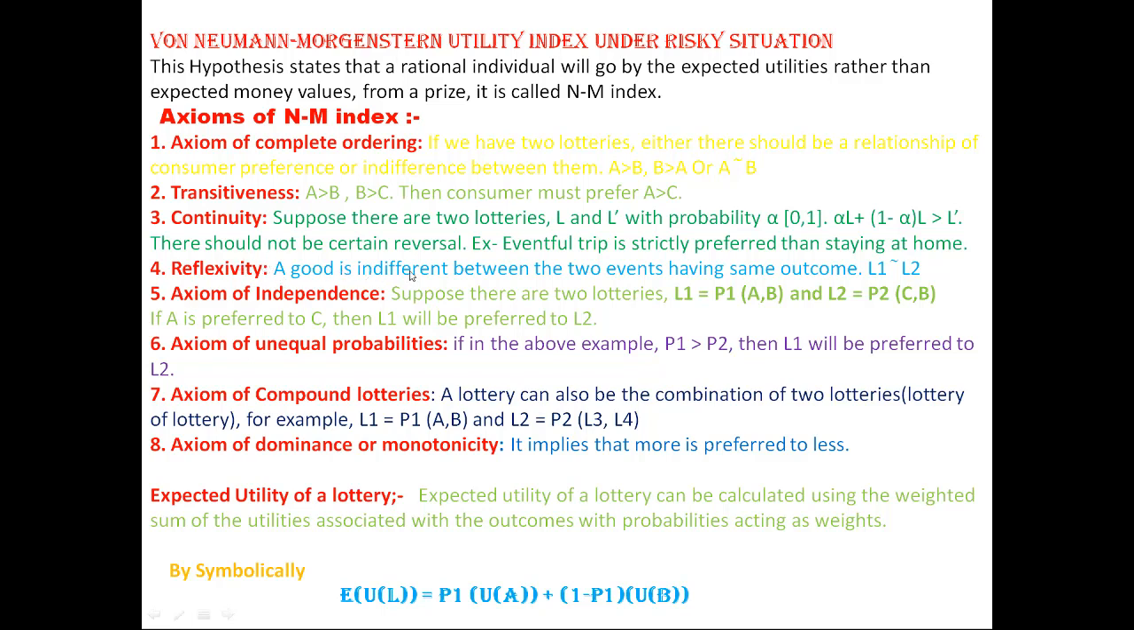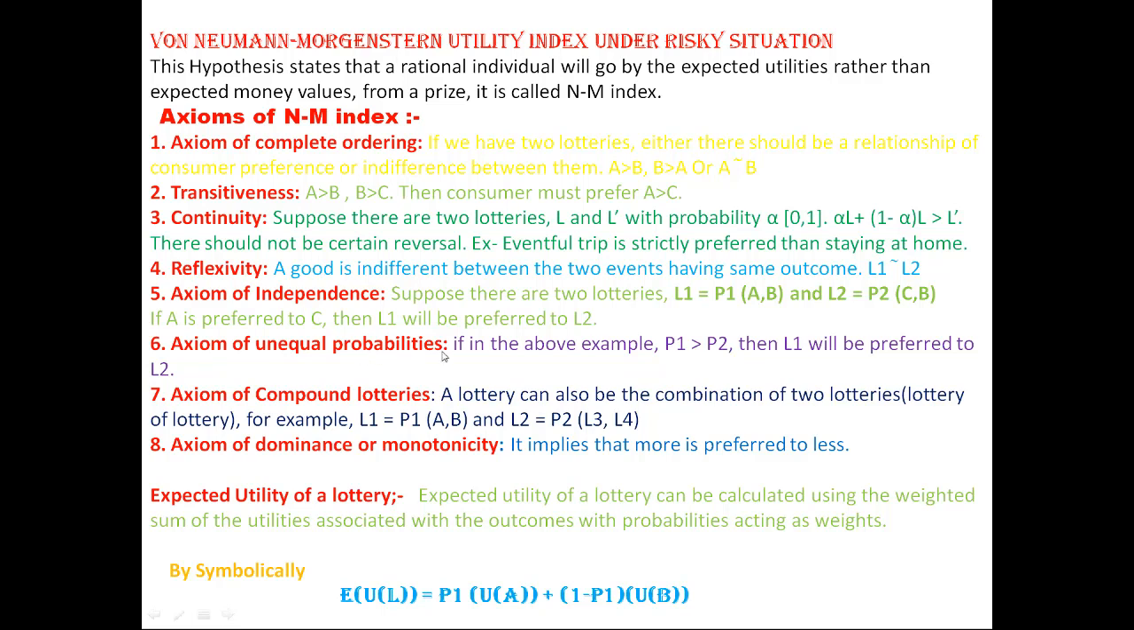Reflexivity: a person is indifferent between two events having the same outcome. Here, the two situations, two lotteries, L1 and L2, will be indifferent because they are the same events. This is the reflexivity assumption. And the axiom of independence. Suppose there are two lotteries L1 and L2, consisting of two situations, AB and CB. If A is preferred to C, that is P1, that is L1, it may not matter what B is. Then L1 is preferred to L2. This is the axiom of independence.